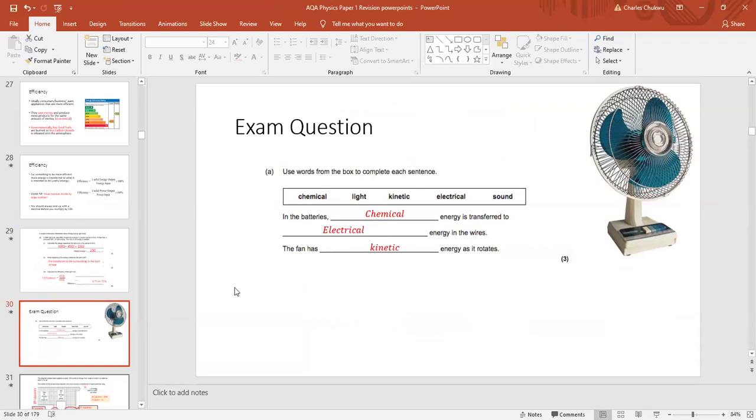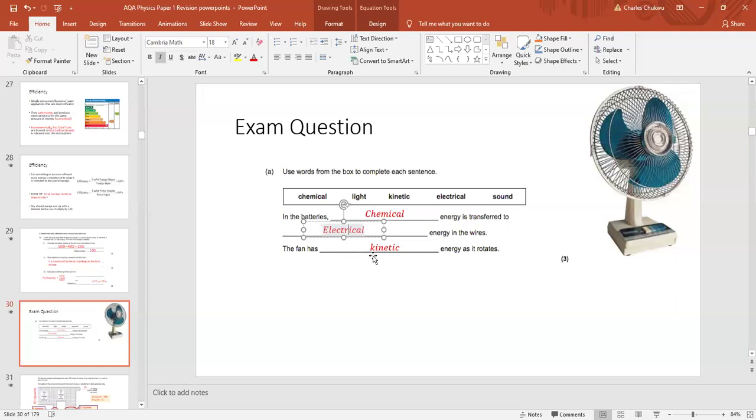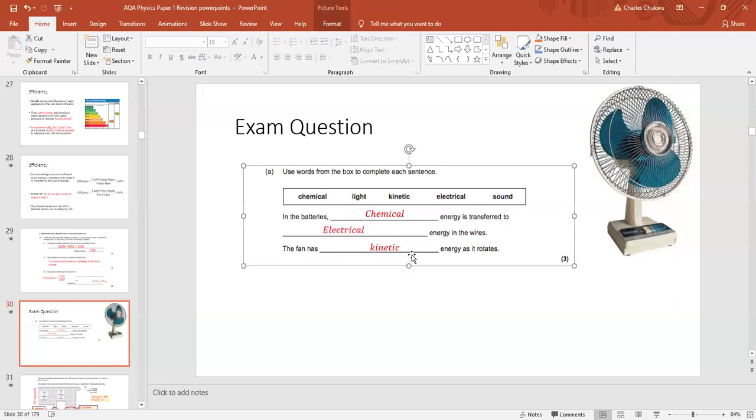Okay, here we go. I think I answered this question, but let's look at it again. It says, use the words from the box to complete each sentence. In the batteries, chemical energy is transferred to electrical energy in the wires. And with this electrical energy in the wires, the fan has kinetic energy as it does what? It rotates.